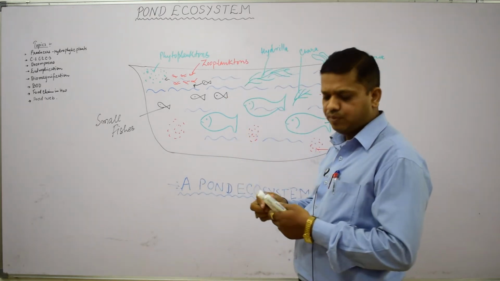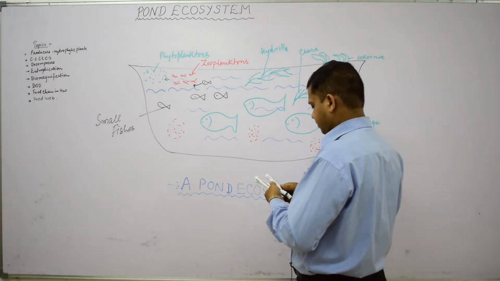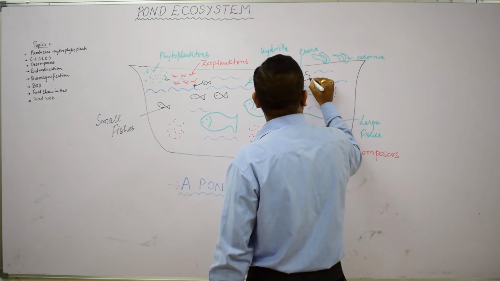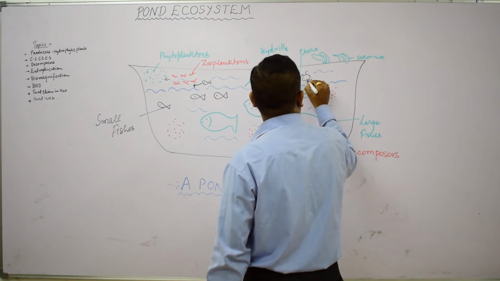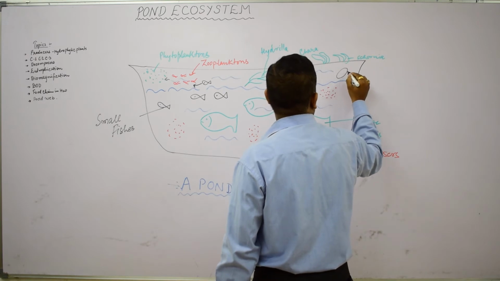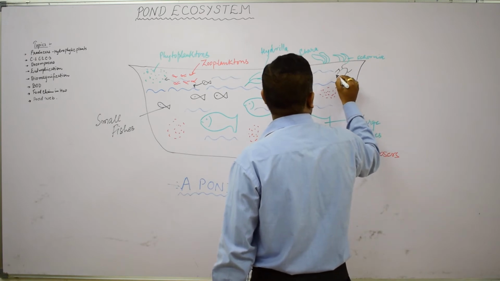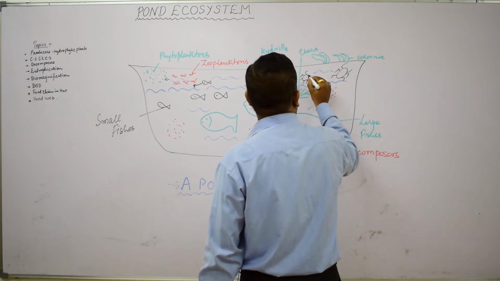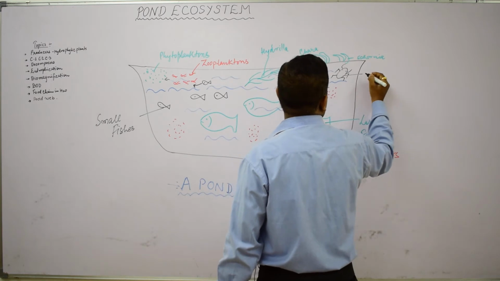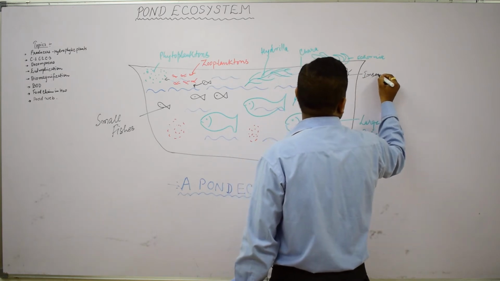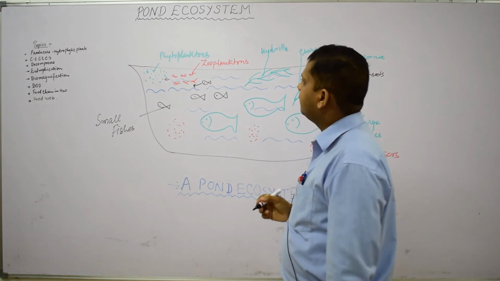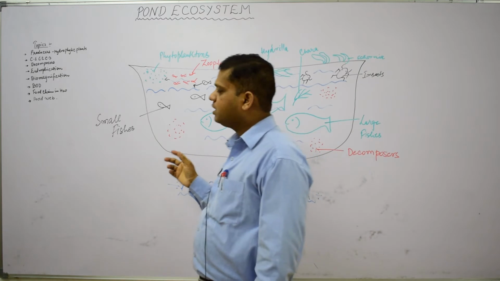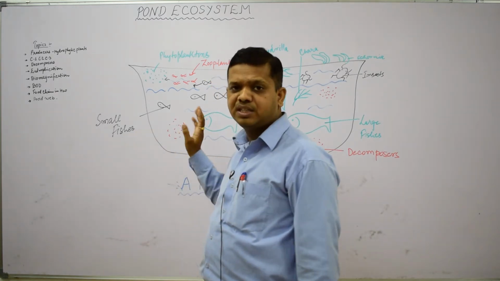A few insects are also found in water. So, I will make some insects here. Suppose these are the insects which are found in water. Hydrophytic insects, basically like crab or some other water insects are present. So, these are insects which feed on producers. Now we have to see what food chain is found in this pond ecosystem.